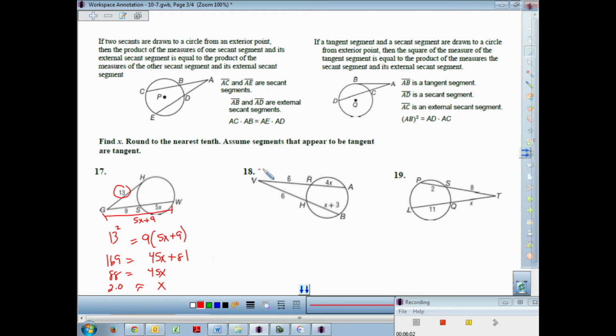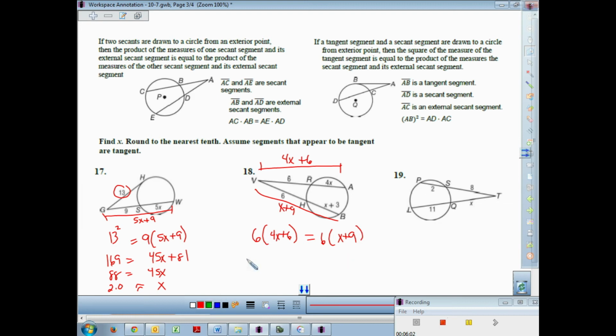Same kind of concept here. We need the whole dude, and I always put the variable first, right? So the outside dude times the whole dude, 6 times 4x plus 6. And then this whole dude is x plus 3 plus 6, which is really x plus 9. So that'll equal the outside dude of 6 times x plus 9.